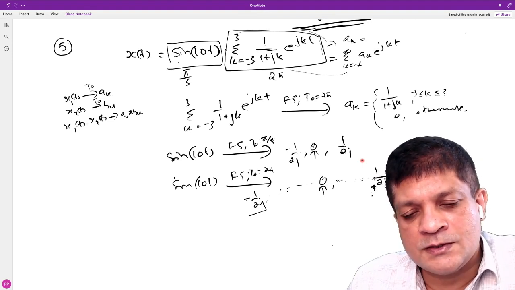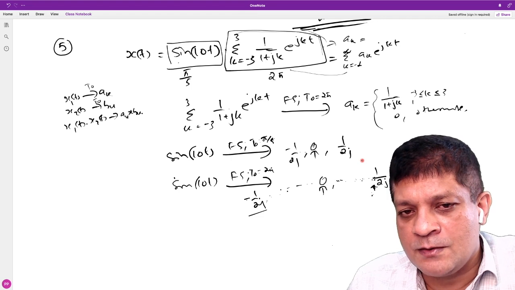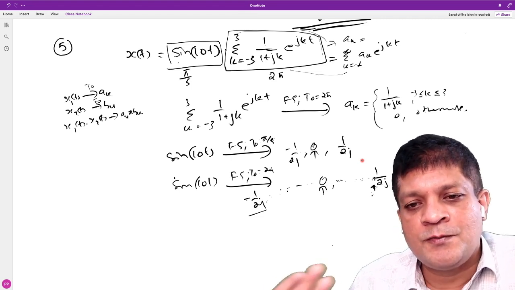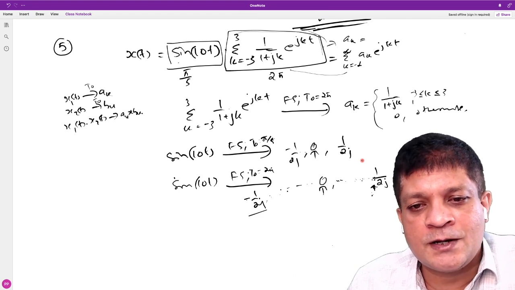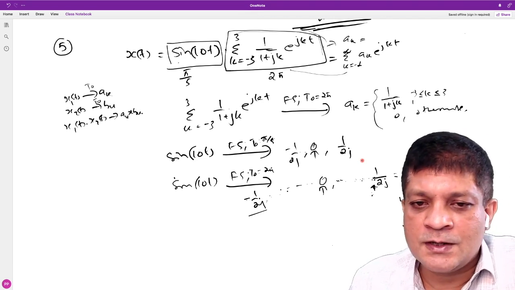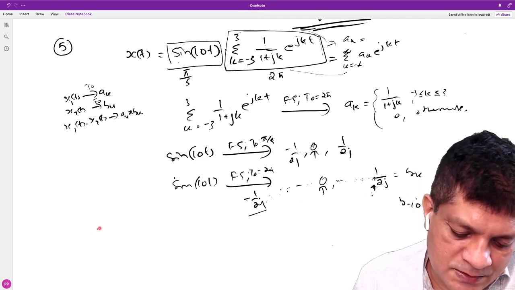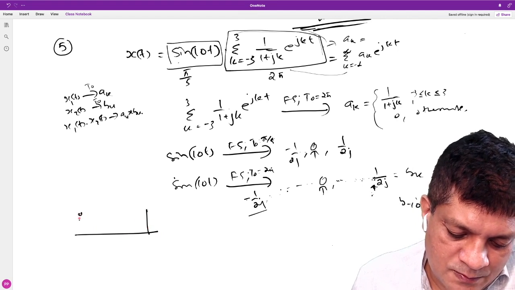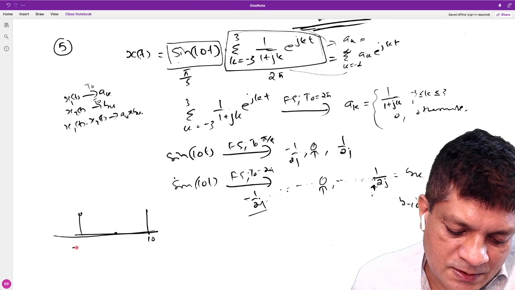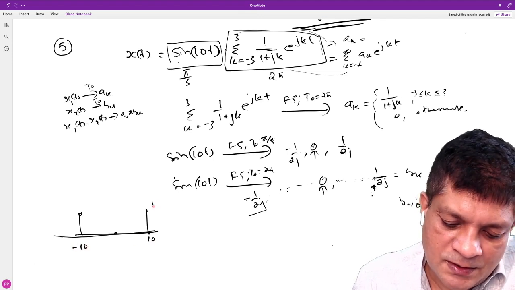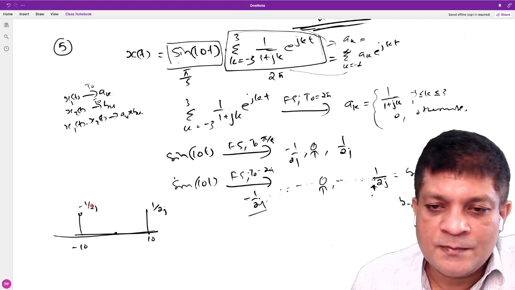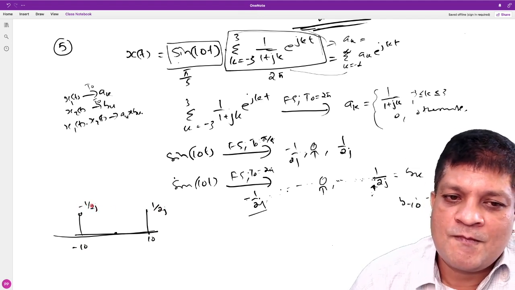If you convolve any signal with a delta function, what will you get? The same function. And if you convolve with a delayed delta function, what will you get? The signal delayed by that amount. So can we say that these are two Kronecker delta functions, delayed Kronecker delta functions? One is at 10 and the other one is at minus 10, and the amplitudes are minus 1 by 2j and 1 by 2j. Is it that? Yes, sir.